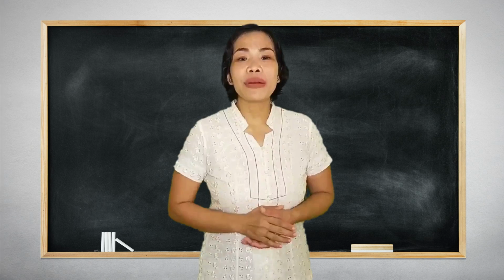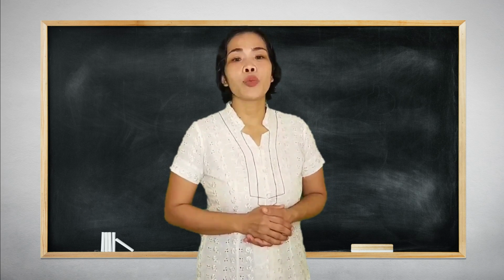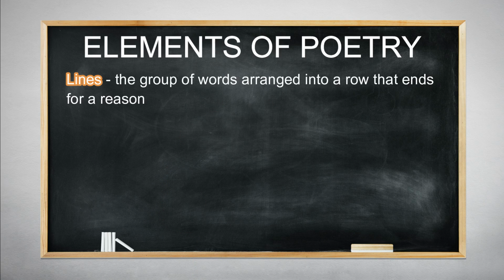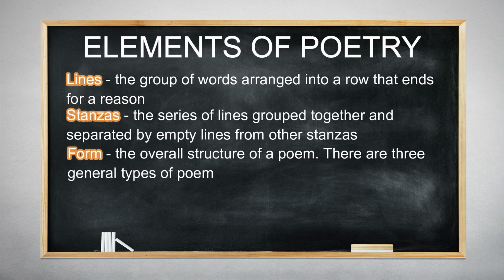Since the formalist literary approach is applicable to poetry, it is also necessary that we study the elements of poetry. Lines. The group of words arranged into a row that ends for a reason. Stanzas. The series of lines grouped together and separated by empty lines from other stanzas. Form. The overall structure of a poem.